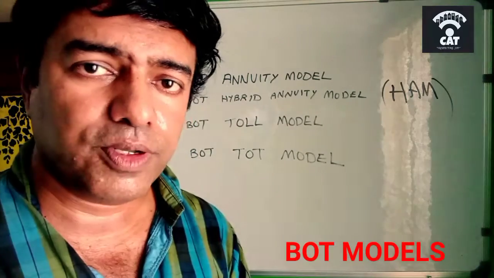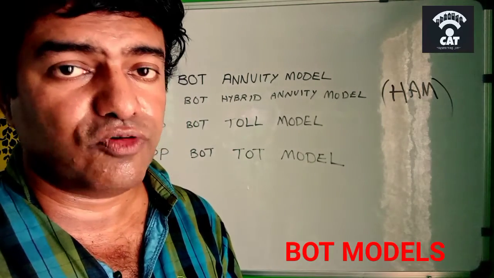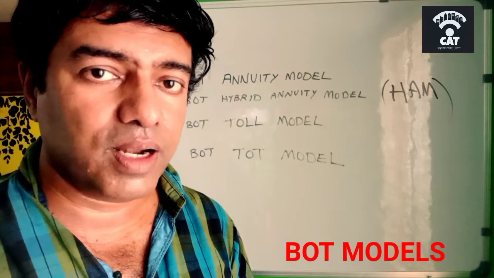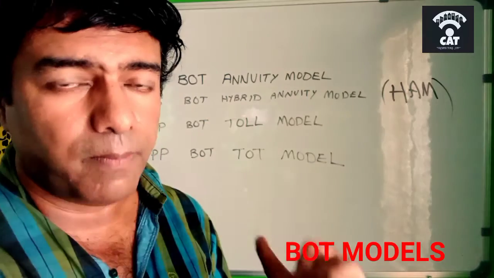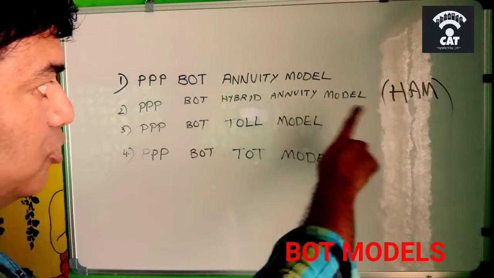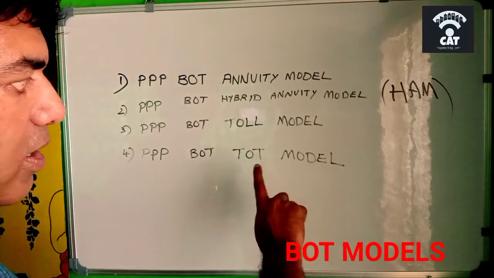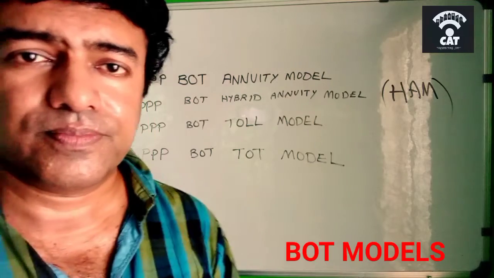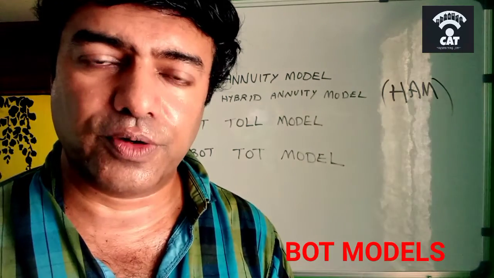And I hope you understand these four types of BOT models. So again I am telling: build, operate, transfer, public private partnership, and annuity model, hybrid HAM model, toll model, TOT, toll, operate, transfer model. So with this, today's video ends.